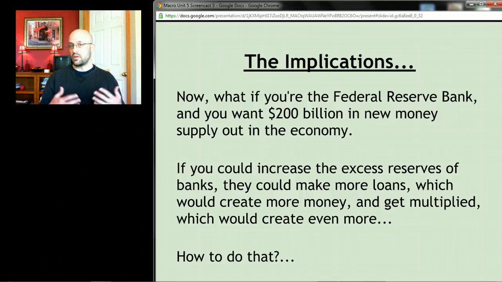So what remains is to talk about, well, how does the Federal Reserve do that? How do they change how much excess reserves banks have, and therefore change how much money gets created, change the money supply, and change interest rates in the economy? And that's where we're going to be going next time.